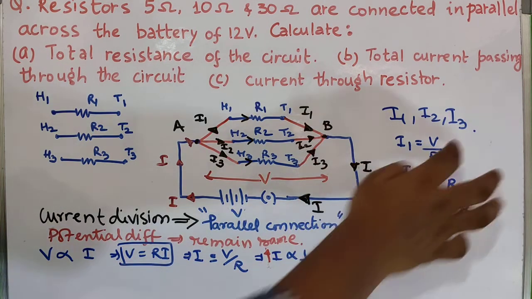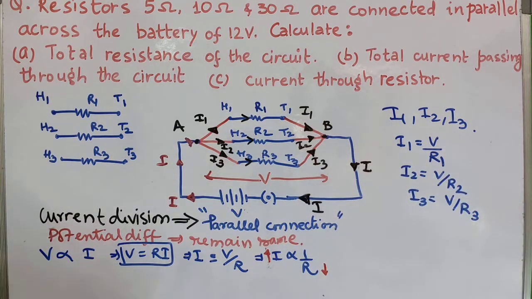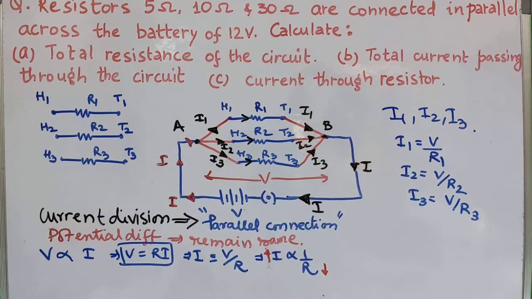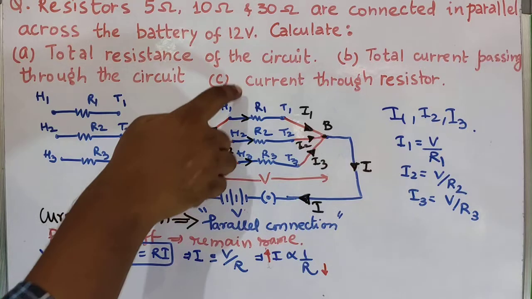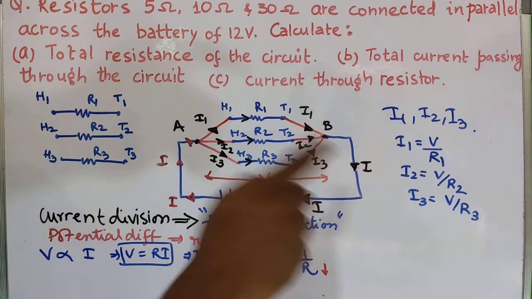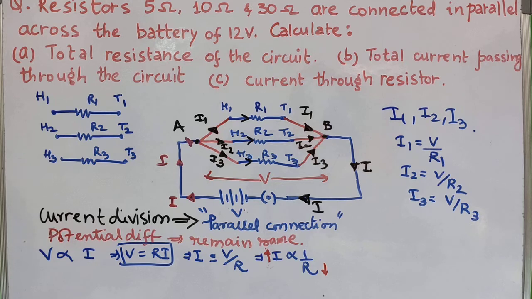What would happen if all the resistors are the same? If all the resistors are the same, then all the currents are going to be the same, and equal current flows through each resistor. That is the case when R1, R2 and R3 are the same. If they are not the same, then I1, I2, I3 are not the same.